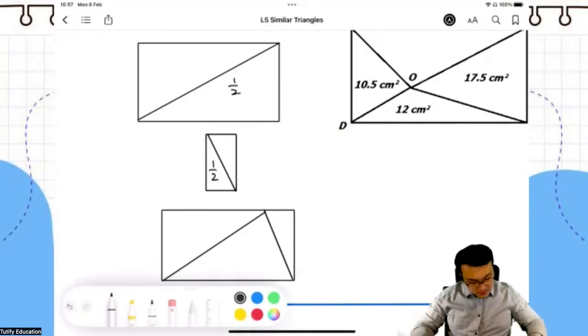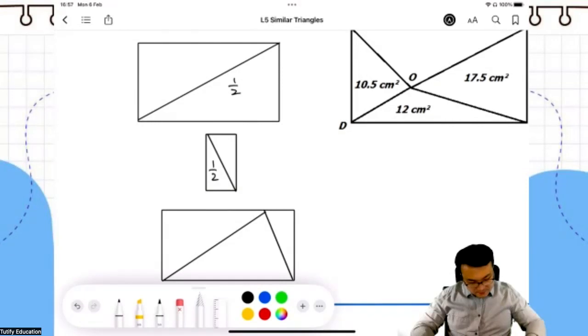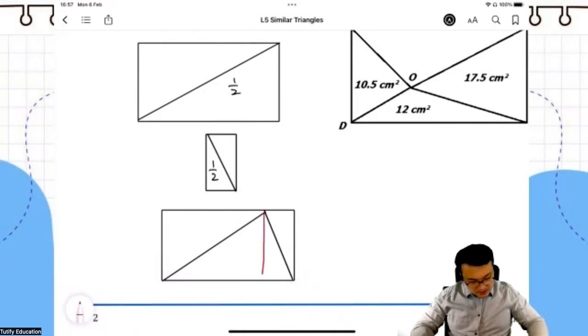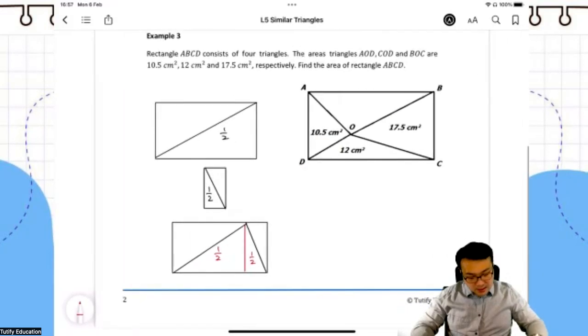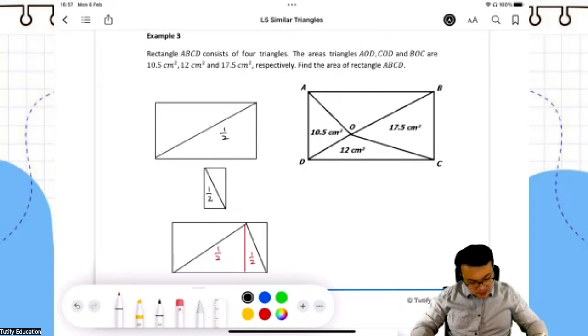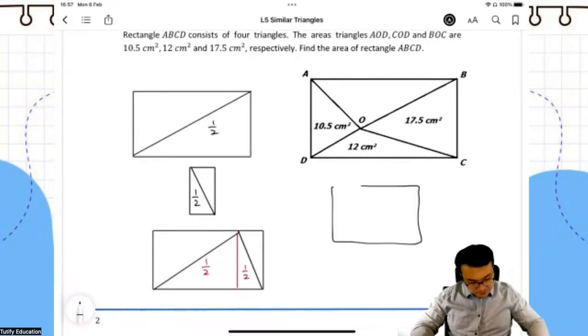Why? Because if you split the thing into two rectangles, then yes, very good. If you split it like that, you already know this is half. You already know this is half. That means the entire triangle is half of the rectangle. Well done. Now, what if I do this? I draw a triangle like that, and I draw another triangle like that.